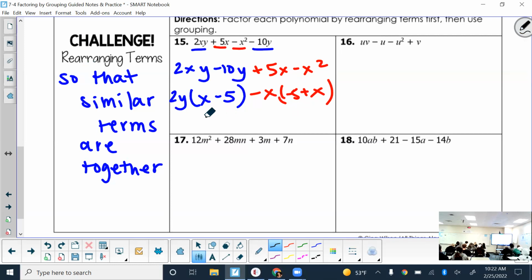Factor out the common binomial, so x minus 5, or if you'd rather put negative 5 plus x, that's the same thing. Factor out the common binomial, and the other parentheses will be the GCF, so 2y minus x. Questions on 15?